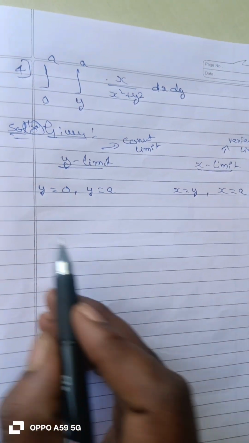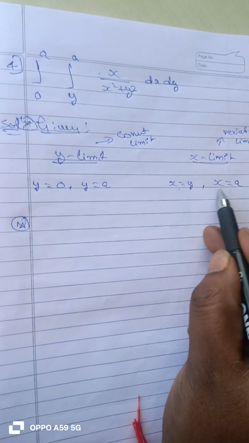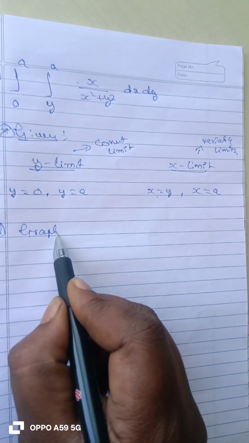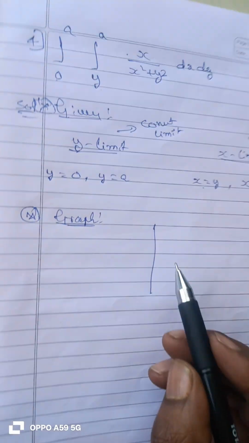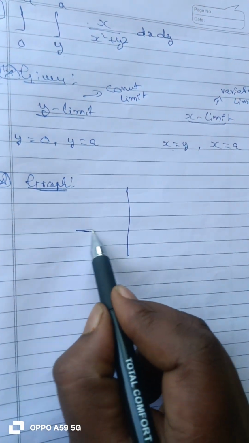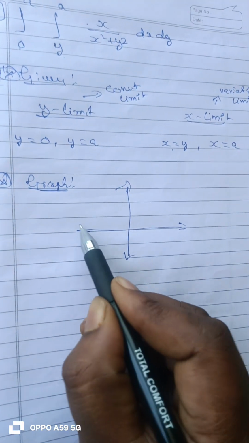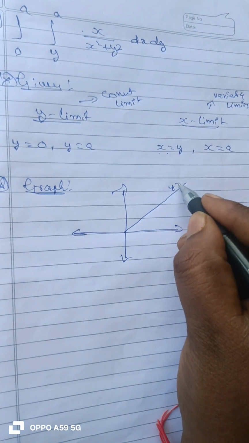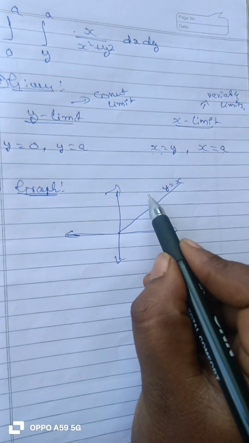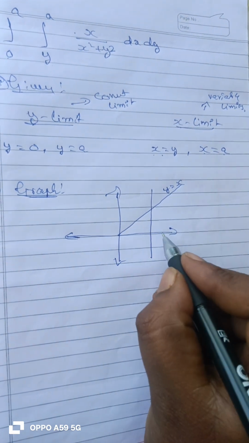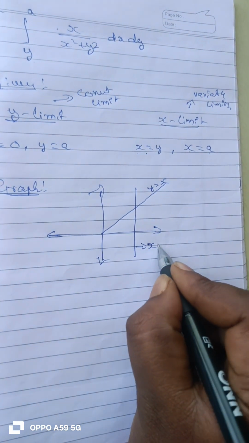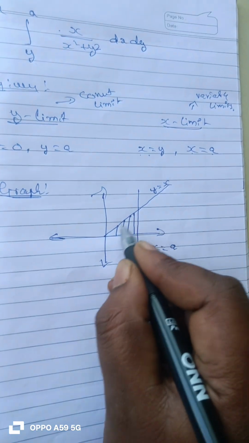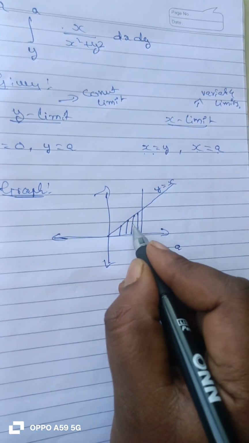To do that change, first, any simplification is required? No, simplification is not required, directly they give. So for this let me draw the graph. In the graph, take the x-axis and y-axis. Here y is equal to x, it will go through the center. One more x is equal to a, you can observe, x is equal to a will be like this. Both the curves are intersecting, and the common region is this one.